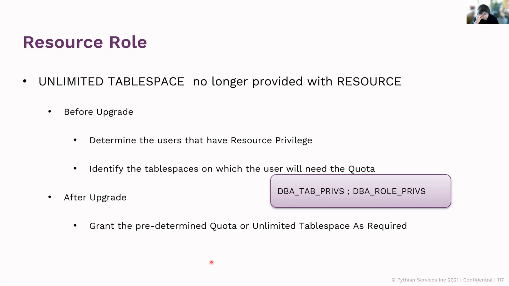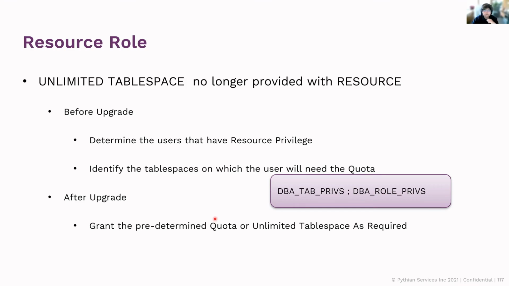Again, there's a very small change that can cause trouble. That is your resource role. It does not have your unlimited tablespace any longer, and this has been the case since 12c. But especially since 11g is almost phased out now, and you're now trying to migrate off 11g, be careful. Determine the users that have resource privilege. Identify the tablespaces they will need access on. You can do this with your DBA_TAB_PRIVS, DBA_ROLE_PRIVS views, and then grant the quotas or unlimited tablespace to those users. Otherwise, post the migration or the upgrade rather, the users will lose the access that they already had on the tablespaces.